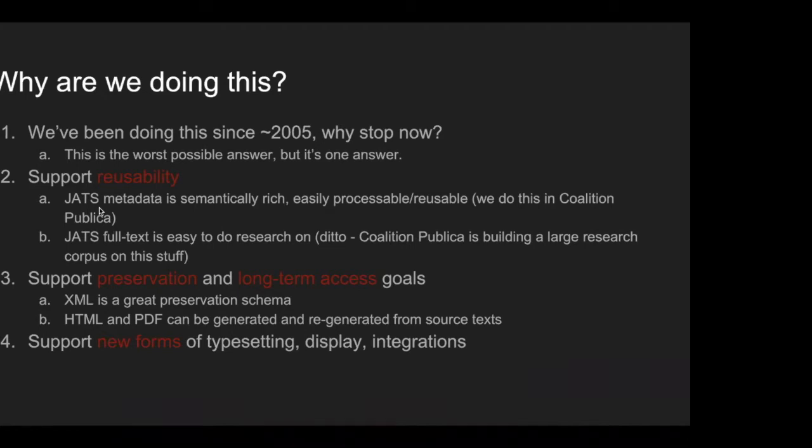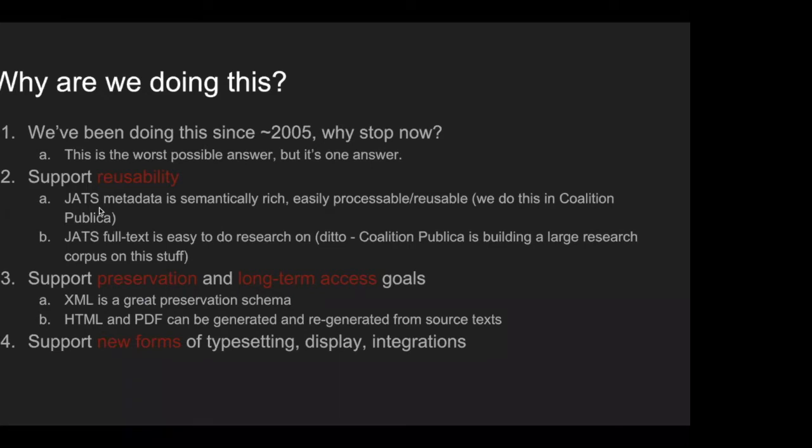Number one is just to support reusability. So JATS elements, I should say, are a semantically rich, easily processable and reusable format. And we're demonstrating this today within the Coalition Publica environment, where we harvest JATS metadata through OAI into the centralized RED platform, and then use it in interesting and new ways. It's just a richer metadata format for us.